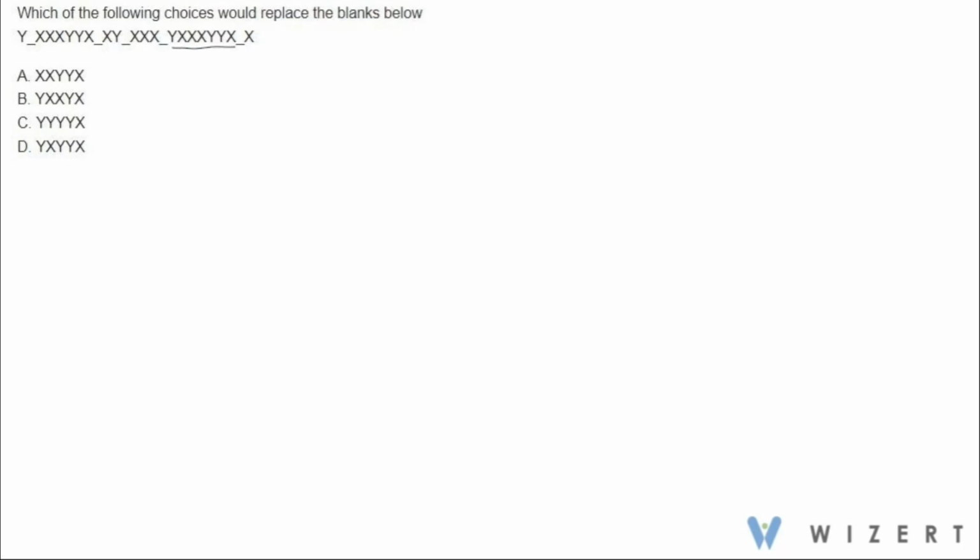There are three X's after which there are two Y's. X, X, X, then two Y's, and then the pattern repeats. So, with this information, this is the pattern of letter arrangement. So here there are three X's, so this has to be a Y.